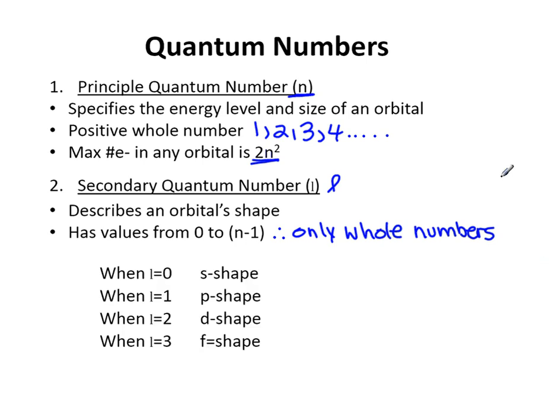So here are the 4 different secondary quantum numbers. They calculated 4 of them, and coincidentally there are 4 orbital shapes. They figured out the letters and shapes of them later on, but using the secondary quantum number, they figured out these are the 4 values that we can have, and therefore these are the 4 shapes that are most commonly seen. So when L is equal to 0, it means you have an S shape. When L is equal to 1, you have P shape. When L is equal to 2, you have D shape. And when L is equal to 3, you have an F shape.